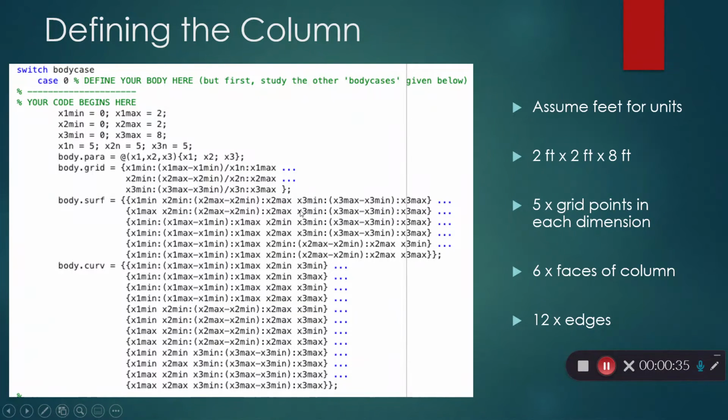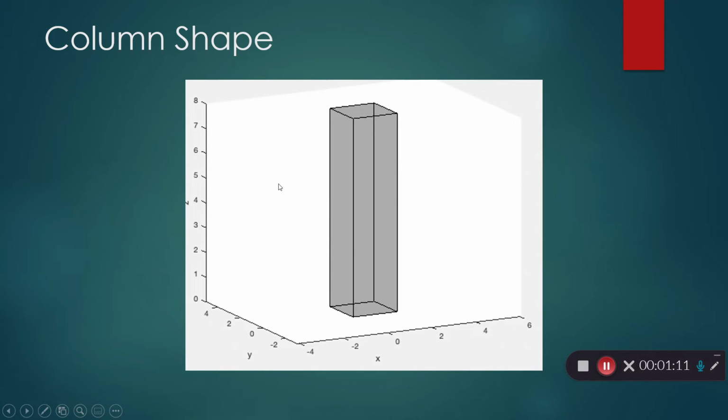by 8 feet. To define that here in the MATLAB code, I set the origin to 0, 0, 0, and the x1 max to 2, the x2 max to 2, and the x3 max to 8. Then I did 5 grid points in each dimension, defined the parameter on the grid, and then the surface, which was 6 faces, since it's a column and a rectangular box shape, and then the 12 edges, again, since it's a rectangular box shape. And then here's what I ended up with.